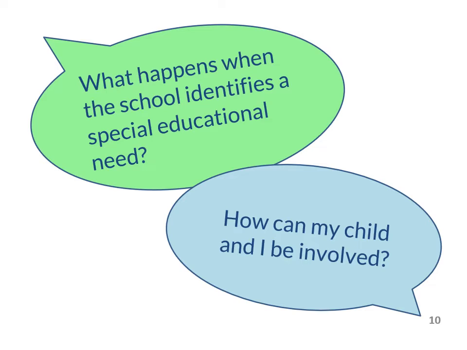Now we've talked about the fact that whole class and whole school adjustments may meet the needs of some children with additional difficulties, but there will be others who will need more help. They may have a special educational need identified, which means they need support which is additional to or different from the support made generally for other children or young people of the same age.